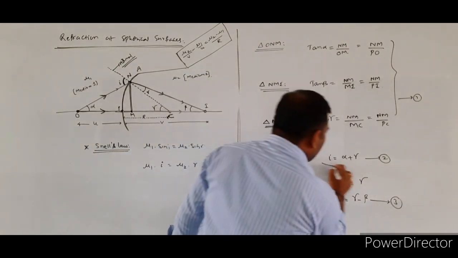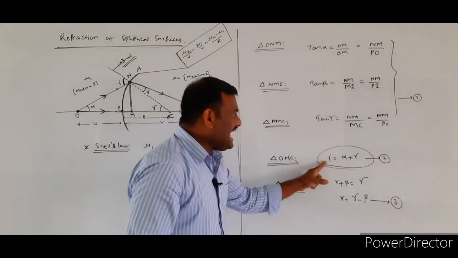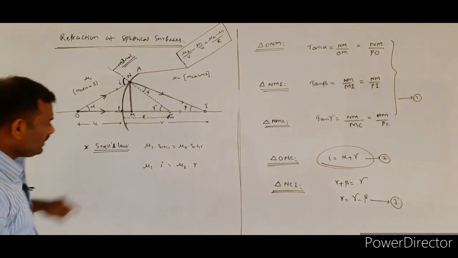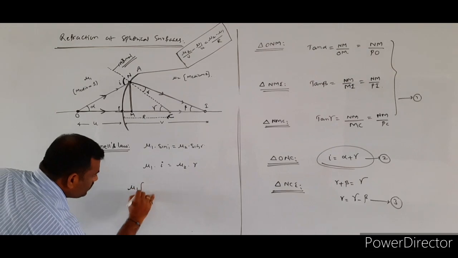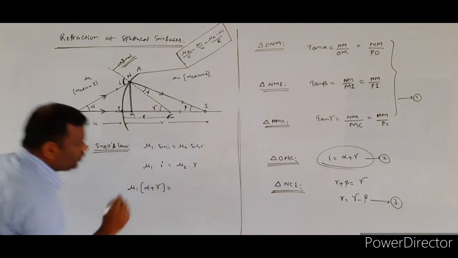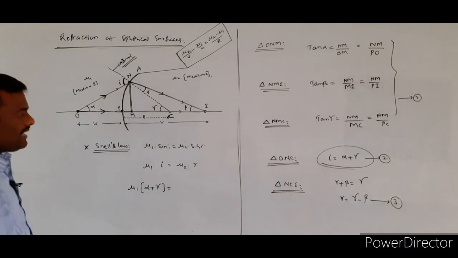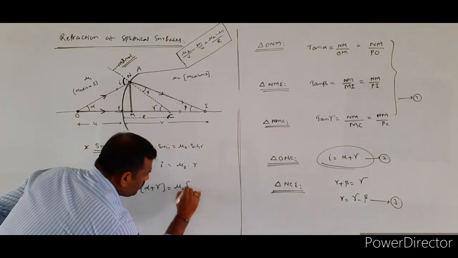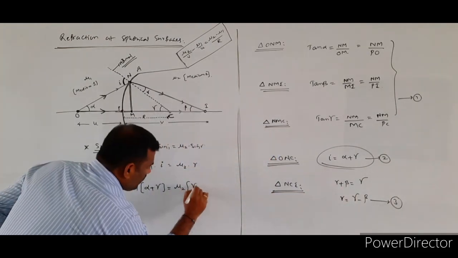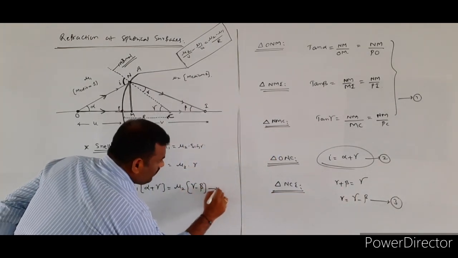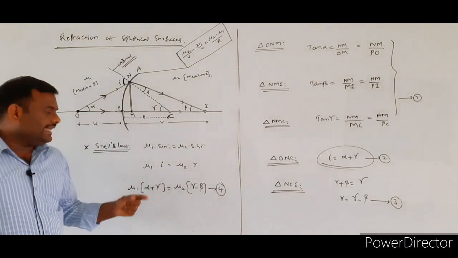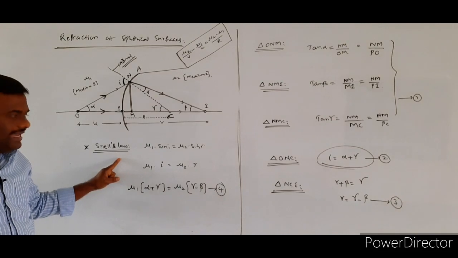Now, from equation number 2, what is the I value? Alpha plus gamma. So mu1 into alpha plus gamma is equal to mu2 into, what is the R value here? Gamma minus beta. So this is equation number 4. Which law do we consider here? Snell's law of refraction is considered.